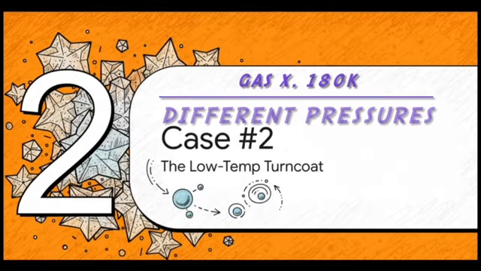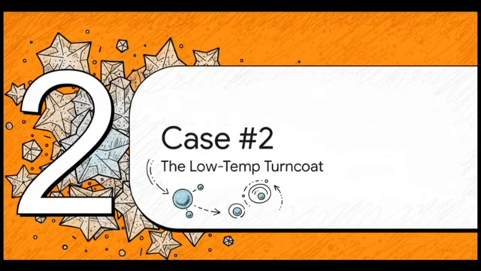Okay, so case 1 was all about repulsion at high temperatures, but what happens when we go to the other extreme? Let's open case file number 2. We're now looking at a different character, gas X, and the conditions are totally different. A chilly 180 Kelvin, and let me tell you, its behavior is way more complex.